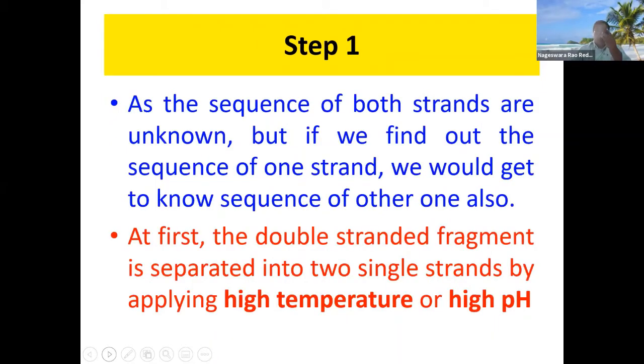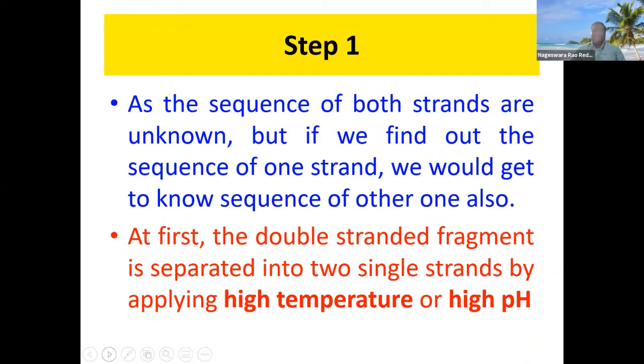So what we do is, the first step here: as the sequences of both the strands are unknown, if we find out the sequence of one strand, we can also get the sequence of the other one. So the logic here is this: if we know the sequence of one strand, we can also know the sequence of the other strand.